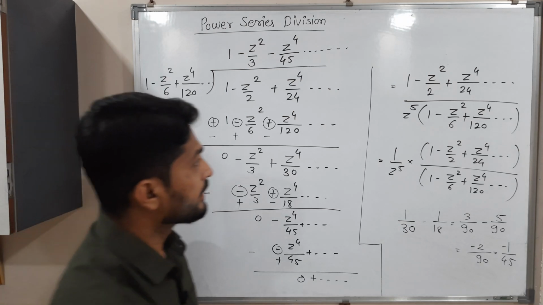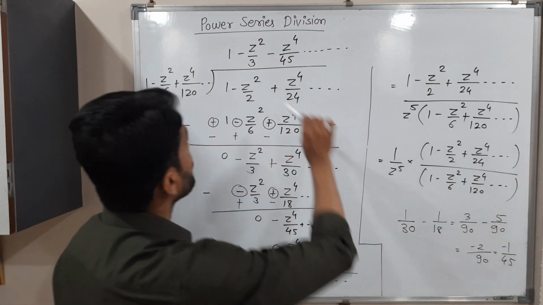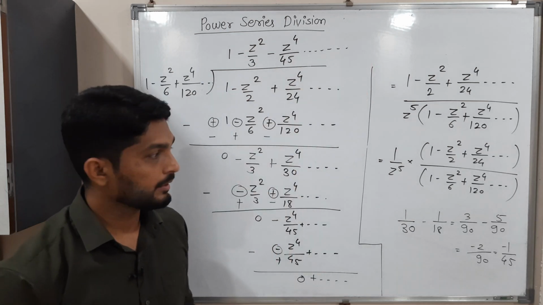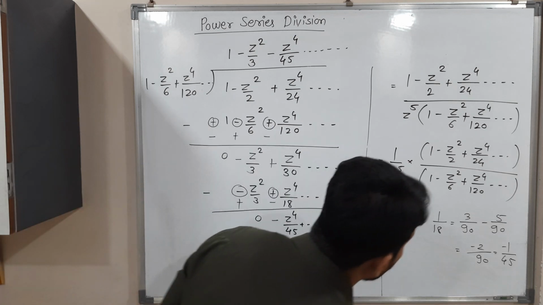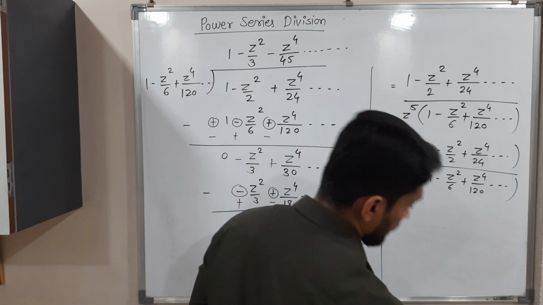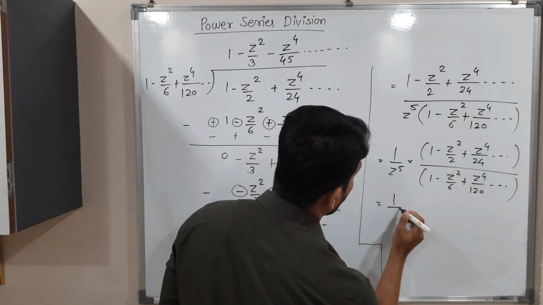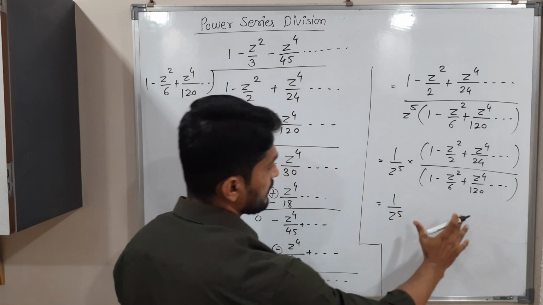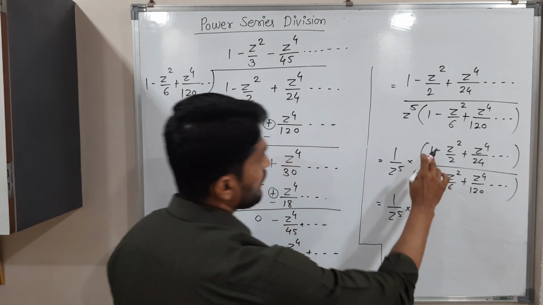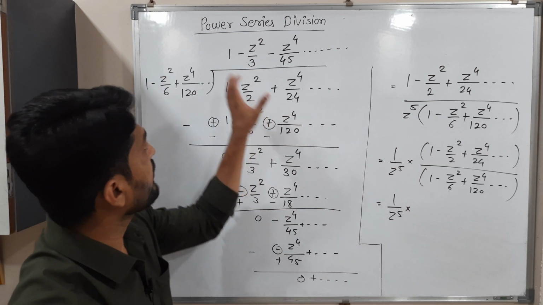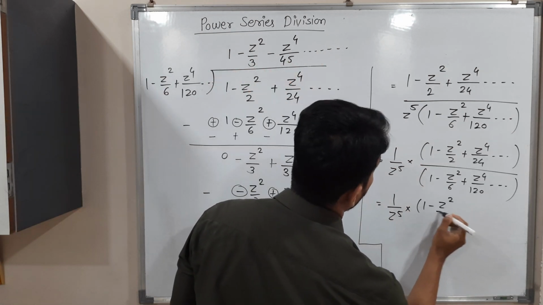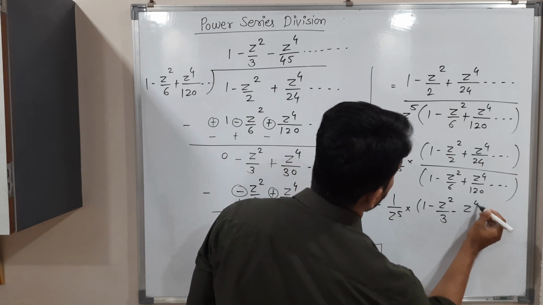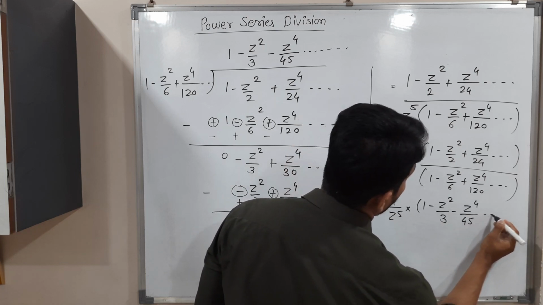That means if you divide this series by this series, you are getting this quotient series. There is no more space to write, just take a screenshot of it. Before that, let me remove this part, 1 upon z raised to 5. Let us use this space first and then we'll go. I am dividing this series by this one. Finally I got this quotient series. So let me write 1 minus z square by 3 minus z raised to 4 by 45 and so on.